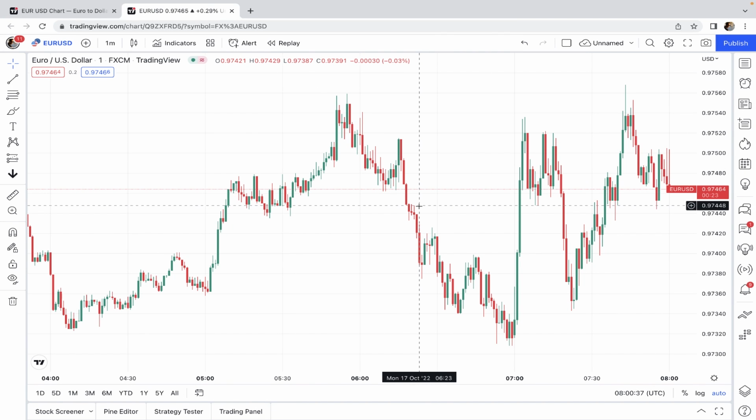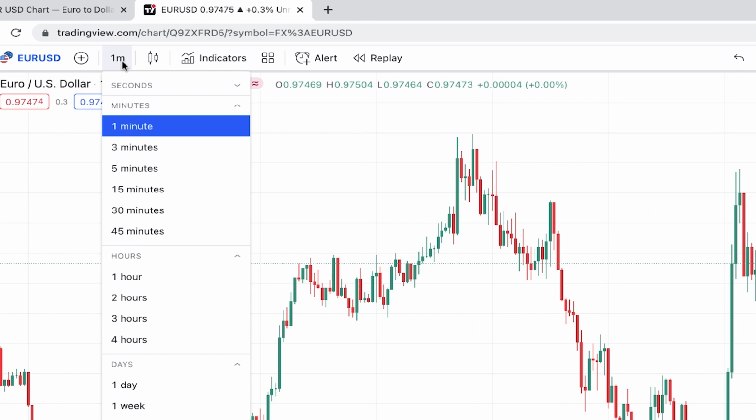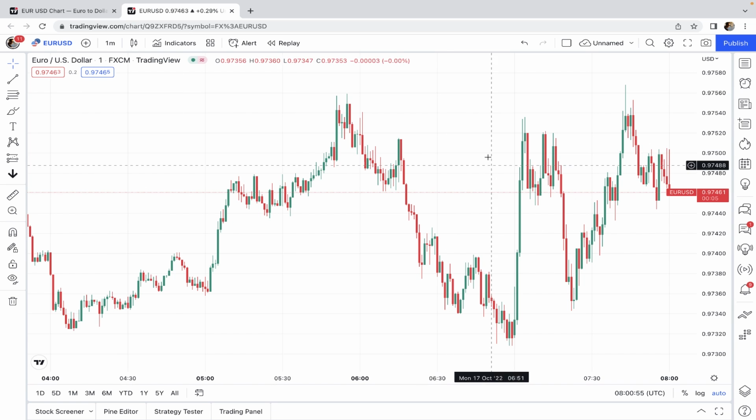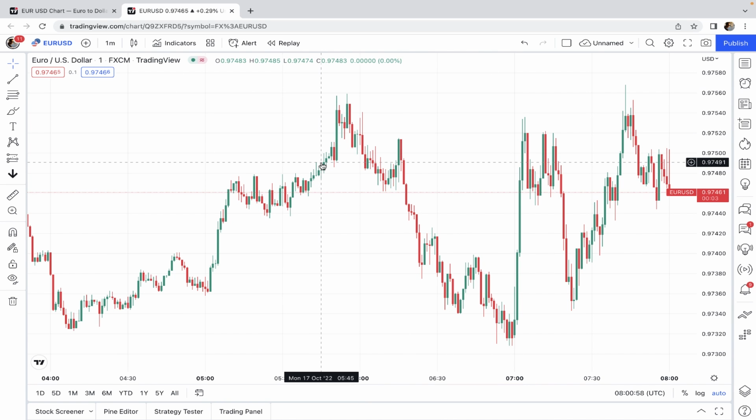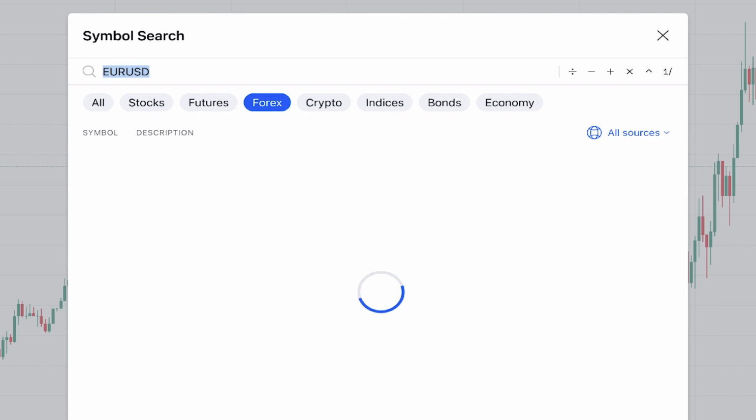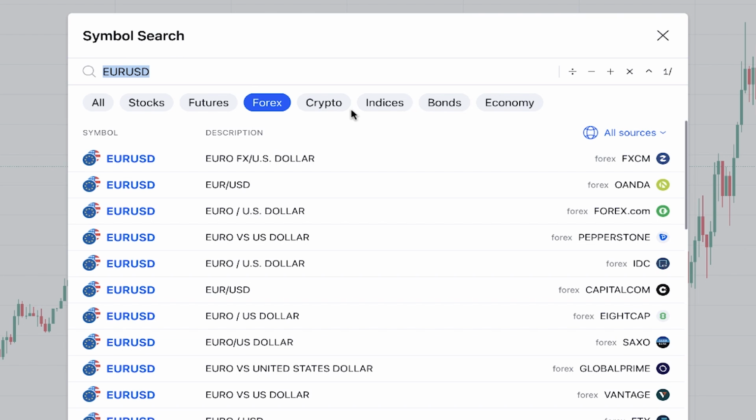Alright, as I said, this is a 1-minute scalping strategy. So first we must set the chart time frame. On TradingView platform, here we set the chart time frame on 1 minute. This is the price chart of Euro to US dollar of Forex market, but you can use this strategy on any other asset, whether it's Forex, crypto, or stocks.